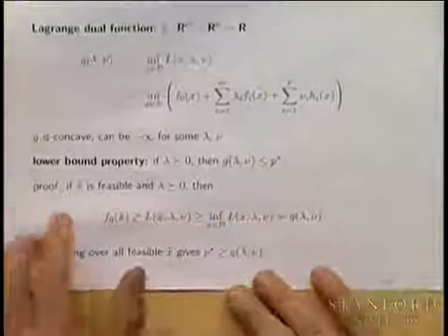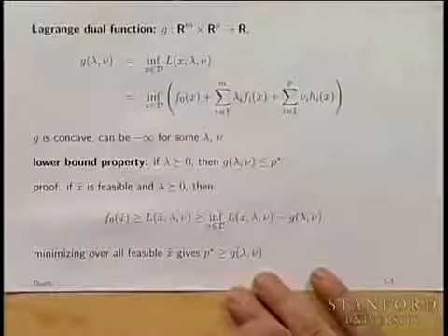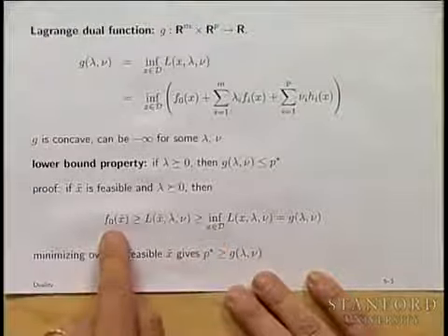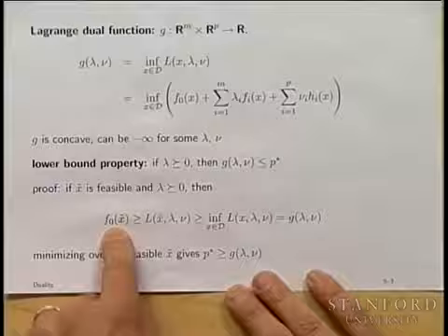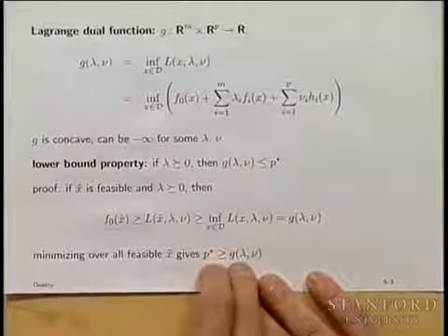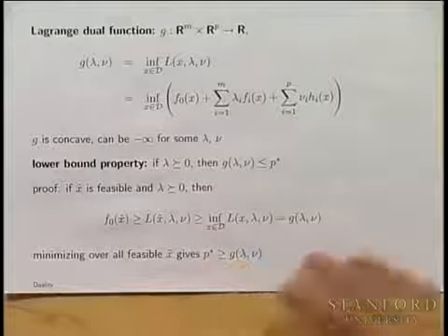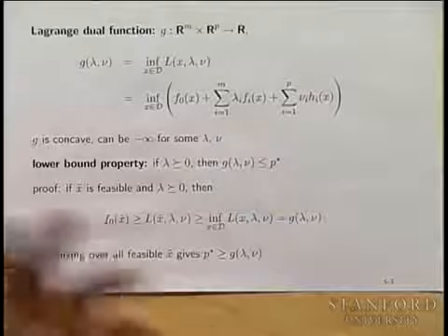Okay. Now, if you then infimize this over x, then obviously it's less than f0 of x tilde. This is true for any feasible x tilde, and there's no conclusion possible other than this. Okay? So if you can evaluate this Lagrange dual function, you get a lower bound, period. So let's look at some examples.